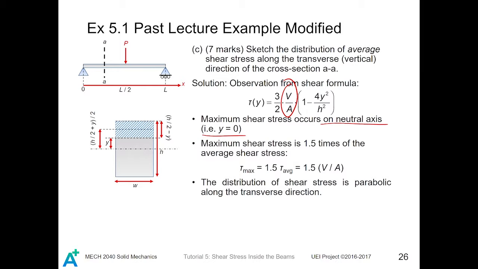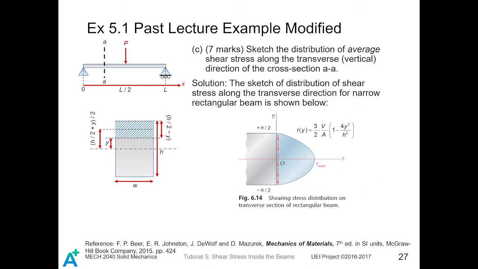Also, since the average shear stress in the transverse direction is a function of y, and we observe that y is quadratic, therefore we conclude that the distribution of the shear stress is parabolic along the transverse direction. This is actually a concept introduced in the textbook and your lecture notes. You can find the distribution of the shear stress here. So this is the distribution of the shear stress inside the beam along the transverse direction, and it is parabolic and is given by this equation.